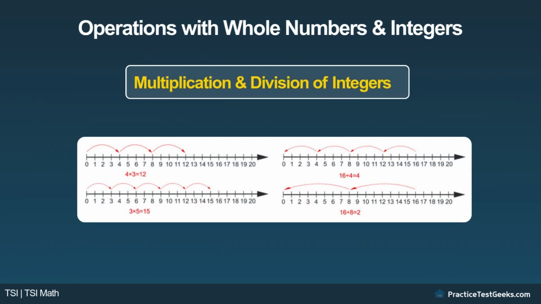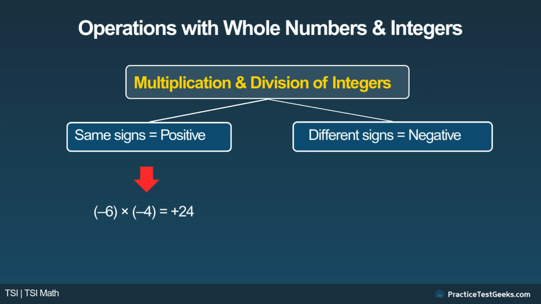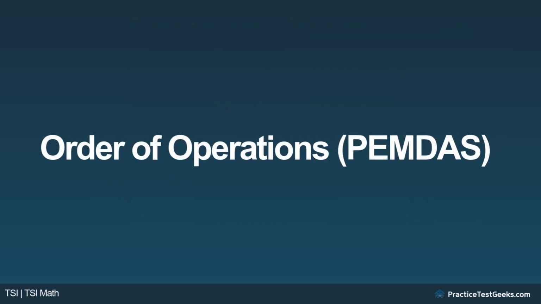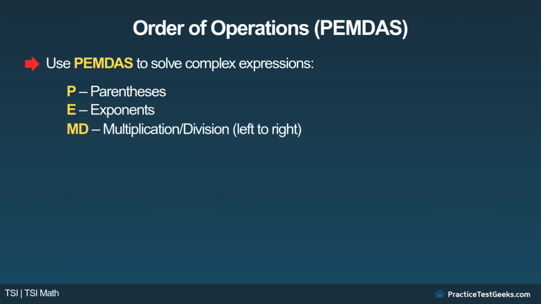2. Multiplication and division of integers. Same signs equals positive. -6 times -4 equals positive 24. Different signs equals negative. -12 divided by 3 equals -4. Order of operations, PEMDAS. Use PEMDAS to solve complex expressions. PEMDAS stands for P, parentheses, E, exponents, MD, multiplication division, left to right, AS, addition, subtraction, left to right.